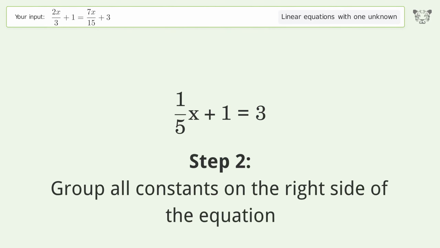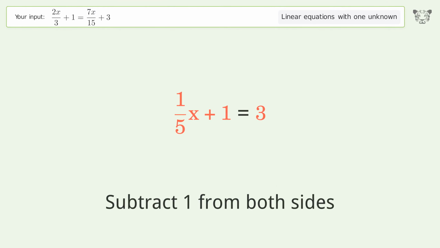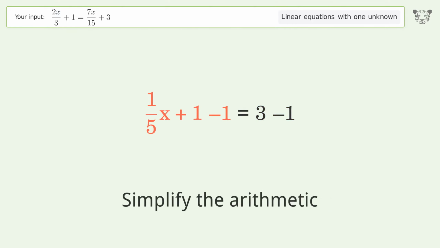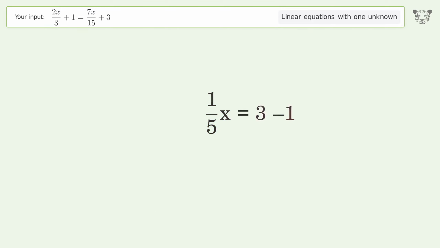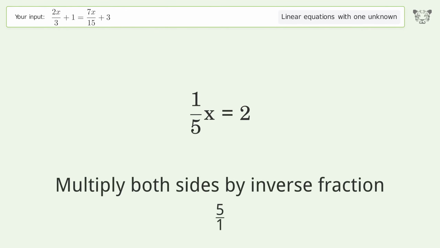Group all constants on the right side of the equation. Subtract 1 from both sides. Simplify the arithmetic. Isolate the x. Multiply both sides by inverse fraction 5 over 1.